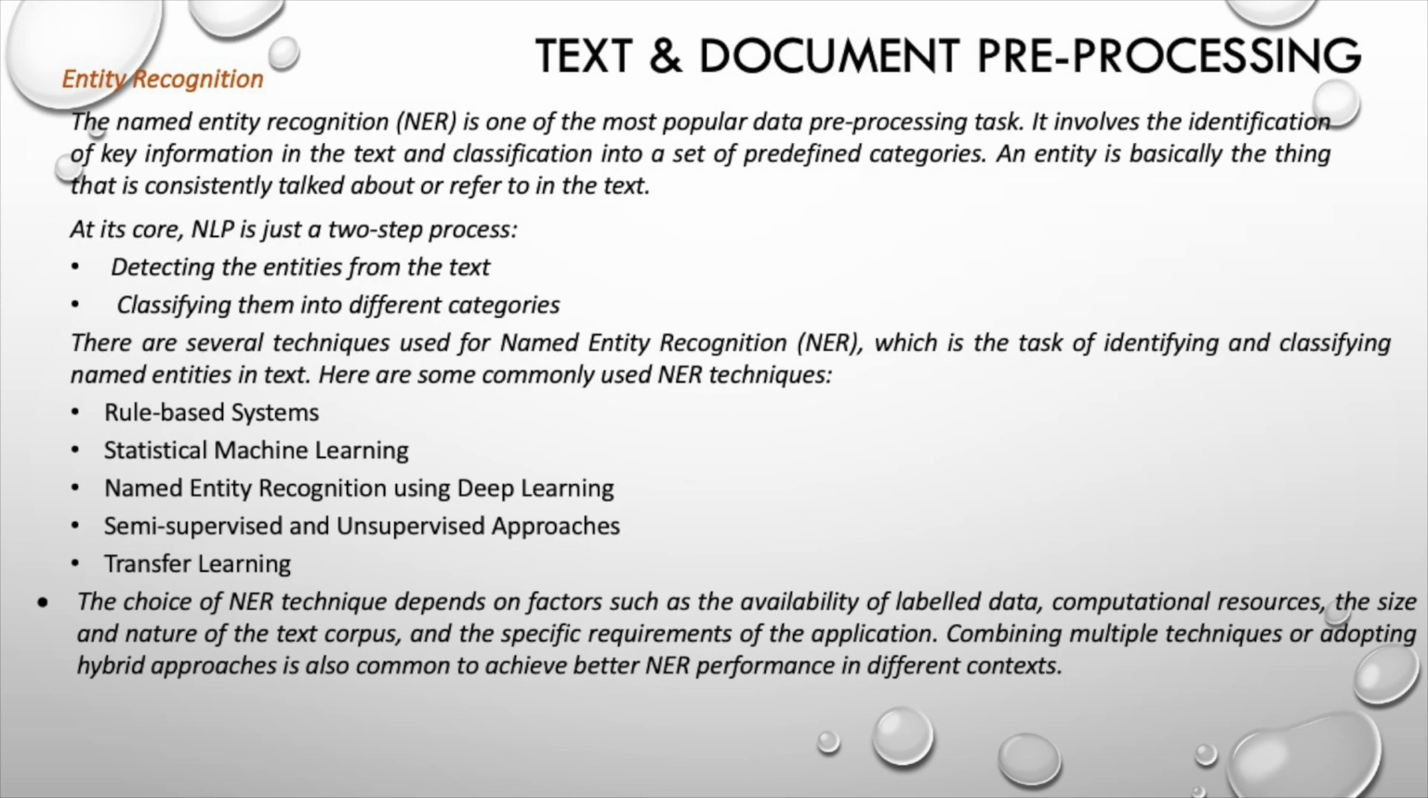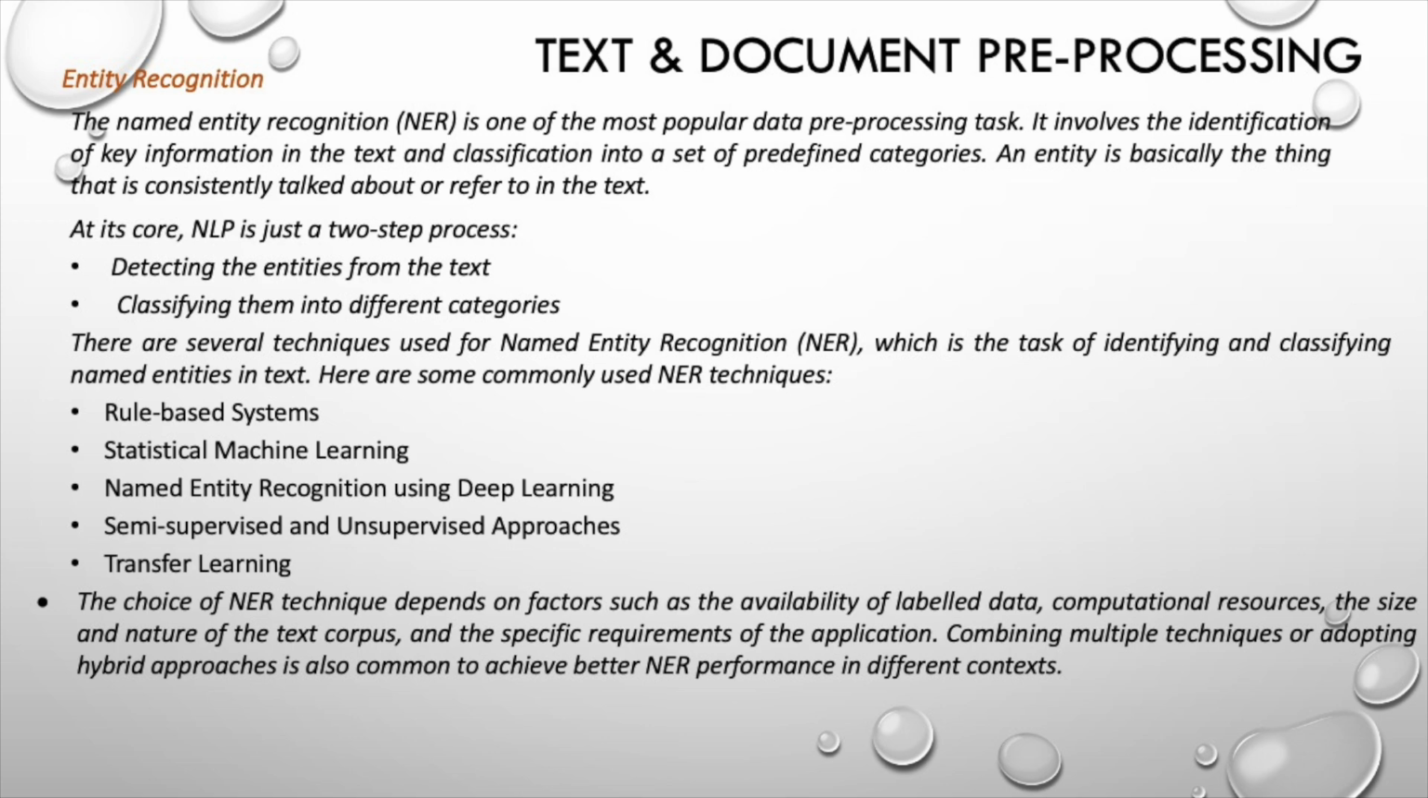It involves the identification of key information in the text and classification into a set of predefined categories. An entity is basically the thing that is consistently talked about or referred to in the text. At its core, NER is just a two-step process: detecting the entities from the text, and classifying them into different categories.